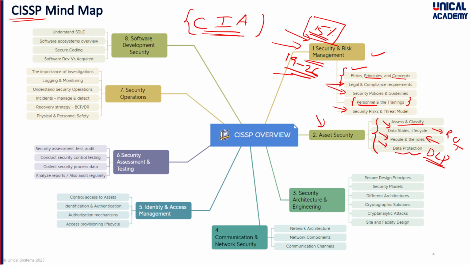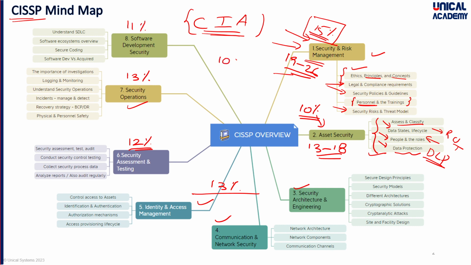Data loss prevention, how you will be doing it, either at the endpoint level or at a network level, how we handle it. This is the second one that has 10% weightage, covering 13 to 18 questions. From here onwards, the third, fourth, fifth, and the security operations, these actually cover 13% each, and security assessment is covering roughly 12% of the overall syllabus questions, and this talks about 11%. That's the overall 100% of the weightage spread across your 125 to 175 questions. That's what we need to plan.